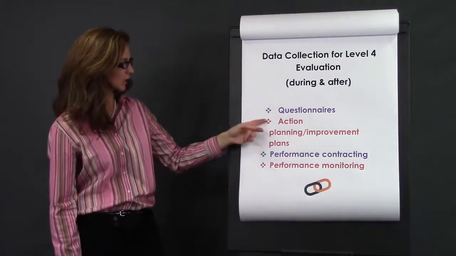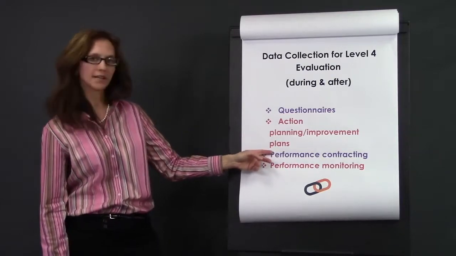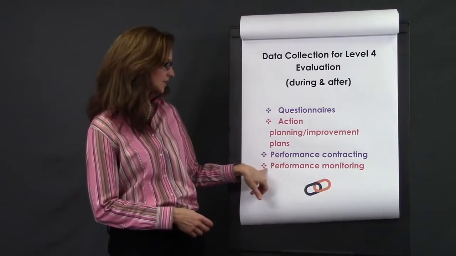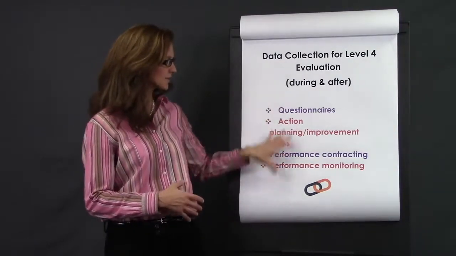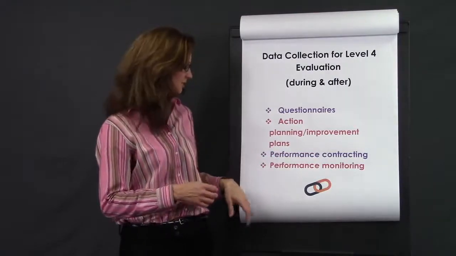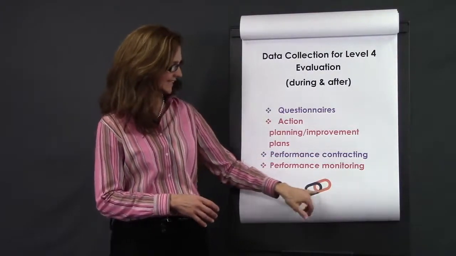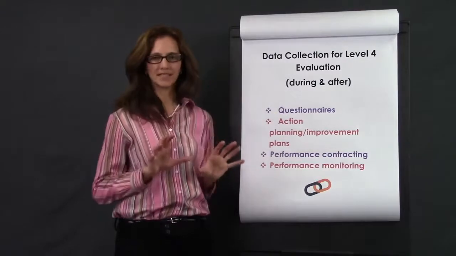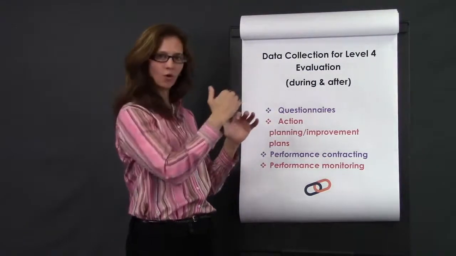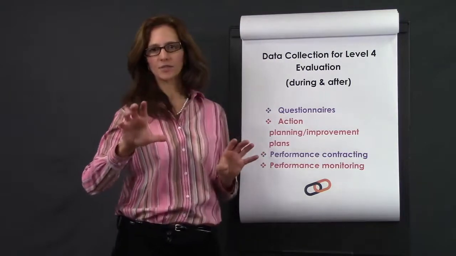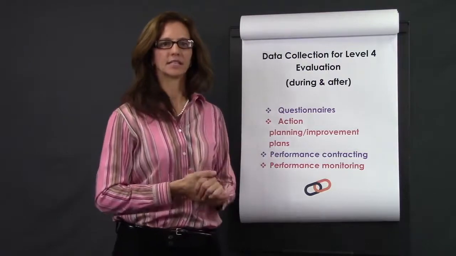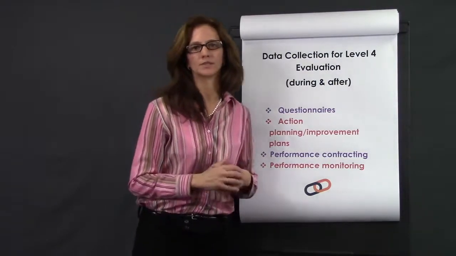So questionnaires can help, action planning, improvement plans can be put into place, performance contracting, monitoring. These are different ways that we can, for longer periods of time, collect information. And really, this is the link here. We're trying to link all these pieces and connect all these dots to say, yes, because we did this and we did all of these things, that's the reason why or why not something was effective. It's a linkage between training and the overall business performance.